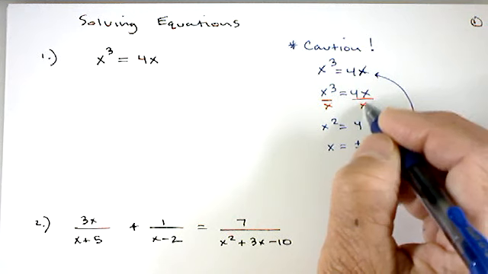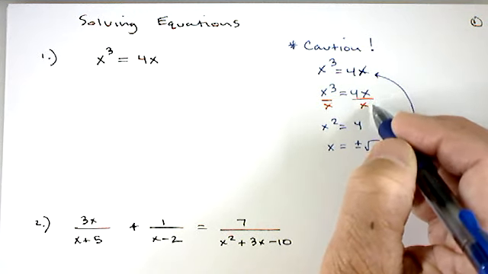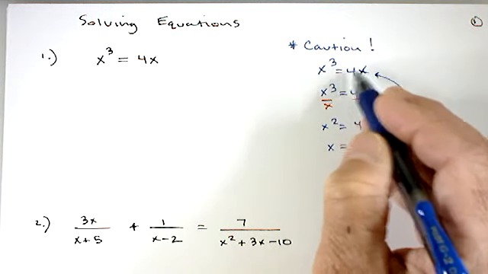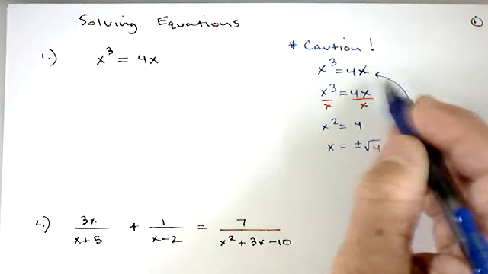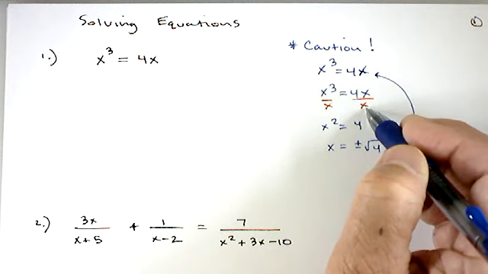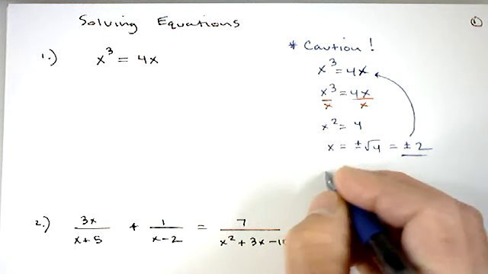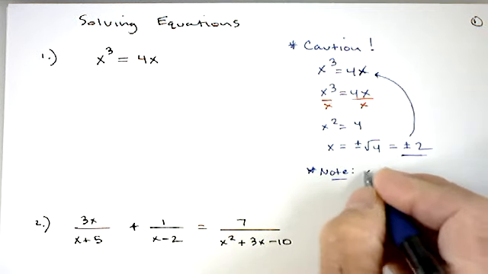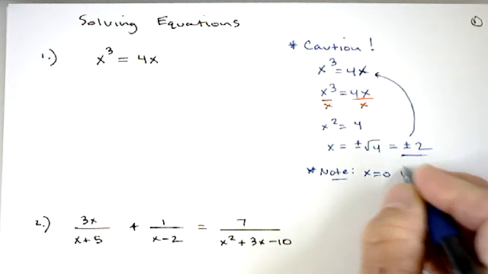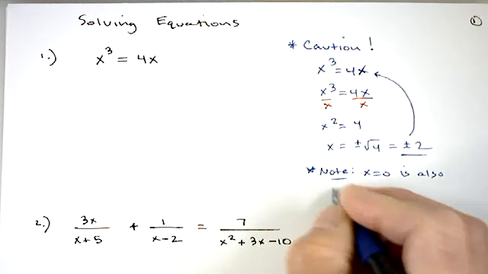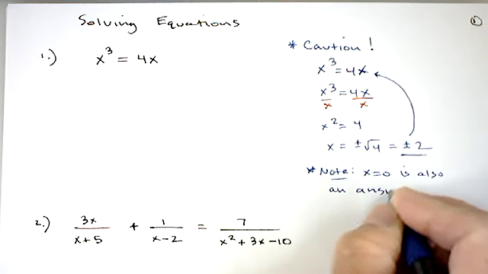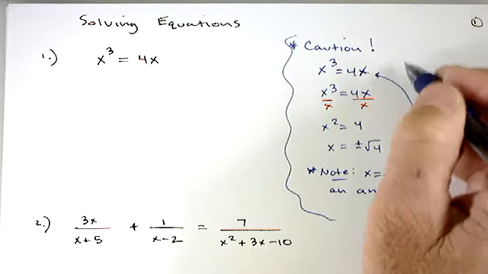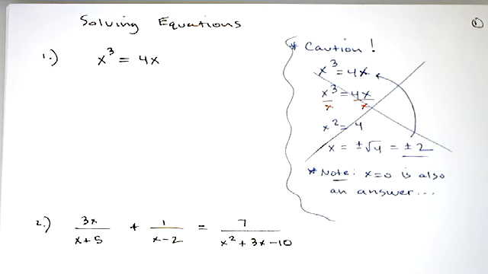So what I want to say about solving equations, generally speaking, it's dangerous to divide out variables. If you want to divide both sides by a number, that's fine. But if you try to divide by a variable, you run the risk of losing answers. So I'm just going to put note, x equals 0 is also an answer, right? So you don't want to do it this way. Now that I wrote that, I'm going to say don't want to do it that way.